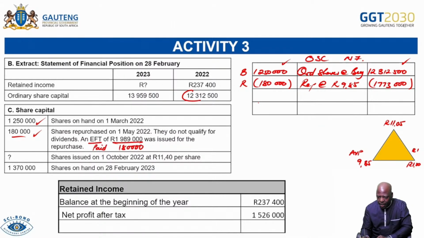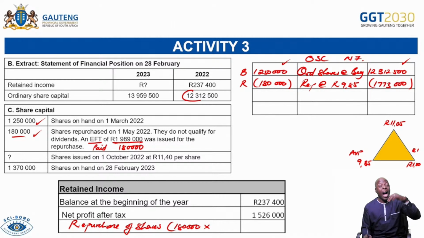So I'm going to come here and I'm now going to say repurchase of shares. There you go. Repurchase of shares. Open bracket? Definitely we do that. How many shares were repurchased? 180,000 shares. How much did we pay? Above average price. 1 rand 20.